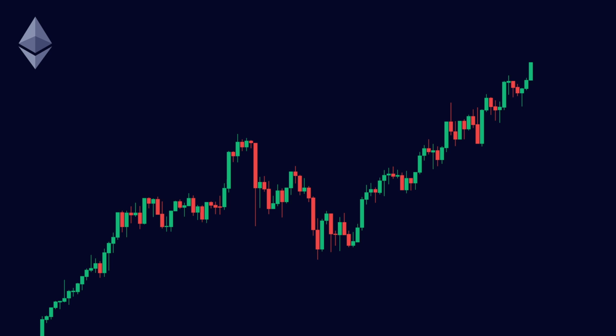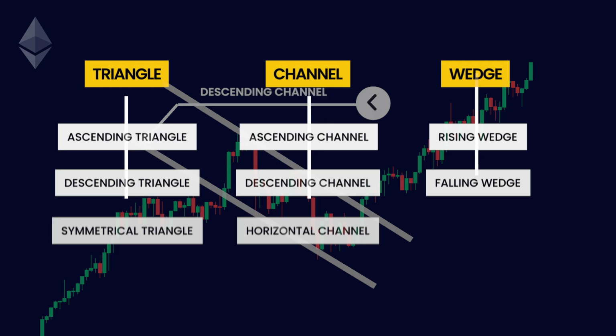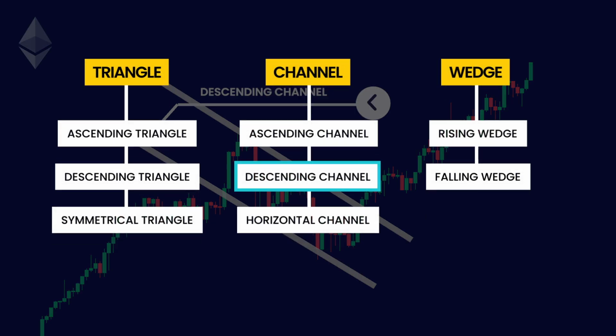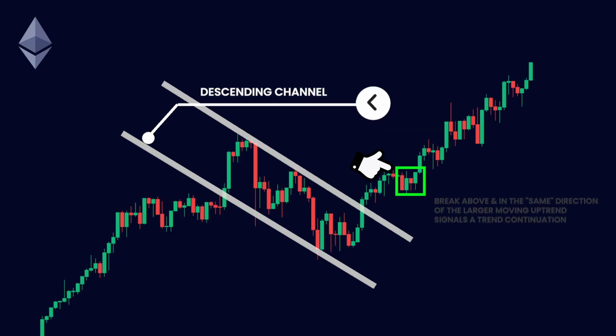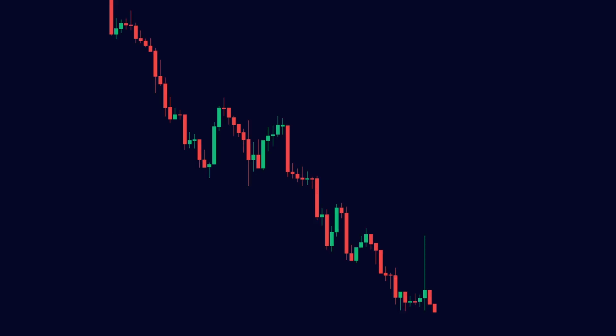Here's another one, Ethereum. The chart shows an uptrend first, followed by a descending channel. Again, this could have been any pattern from our list, but here we see a descending channel. If the price then breaks upward, you'd enter long trades in the lower timeframes, riding the trend continuation. This strategy works in a downtrend too.